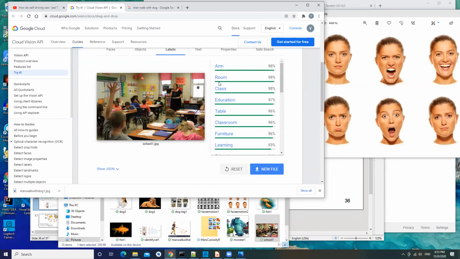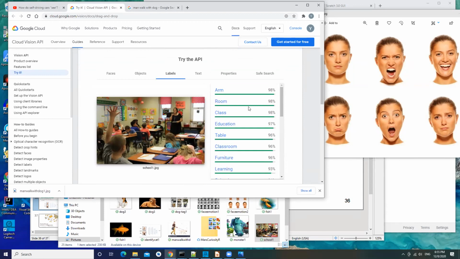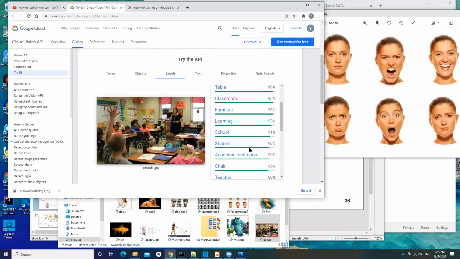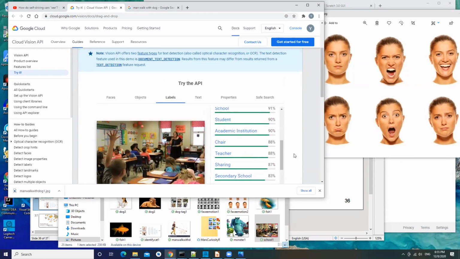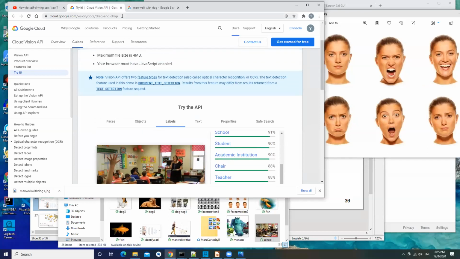And this is a room and it's a class. So they are very confident to tell you it's really something they found. They found the table and the furniture, and it's learning, it's in school, and they found the chair, teacher, sharing, right? All of these are really so cool, and you can play around with this. If you're not able to access it, you can ask your parents to do it.